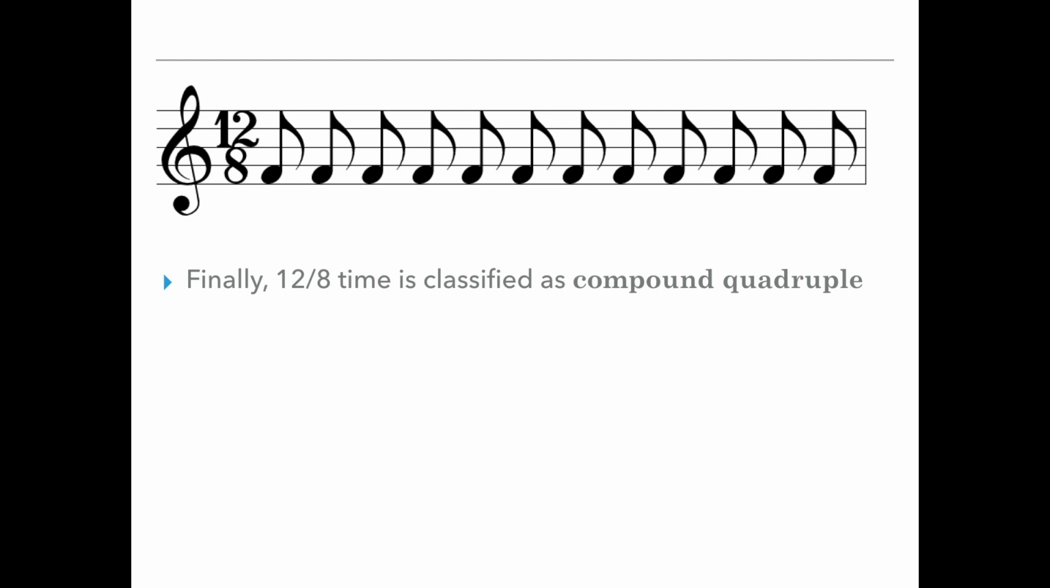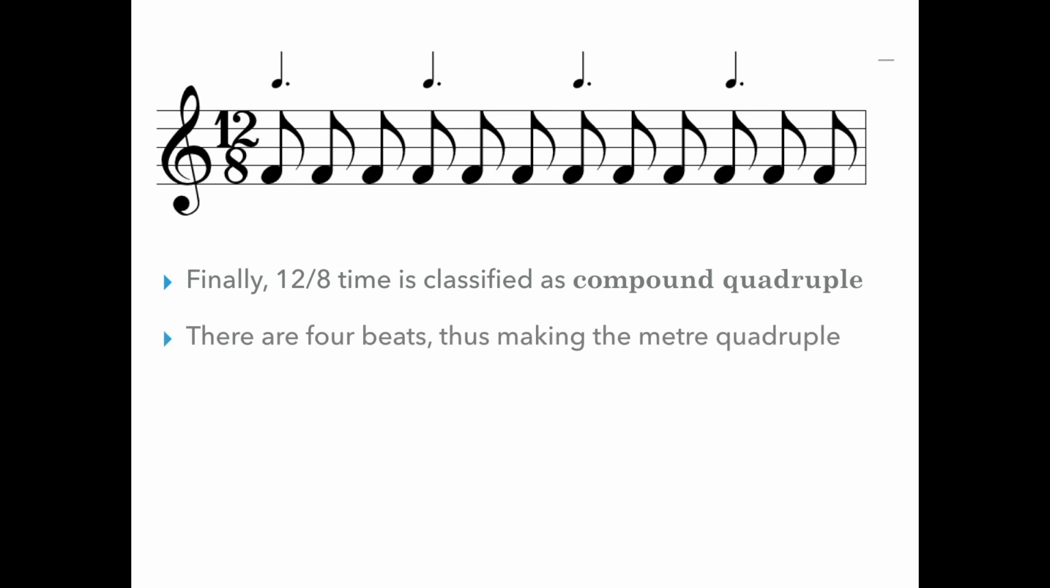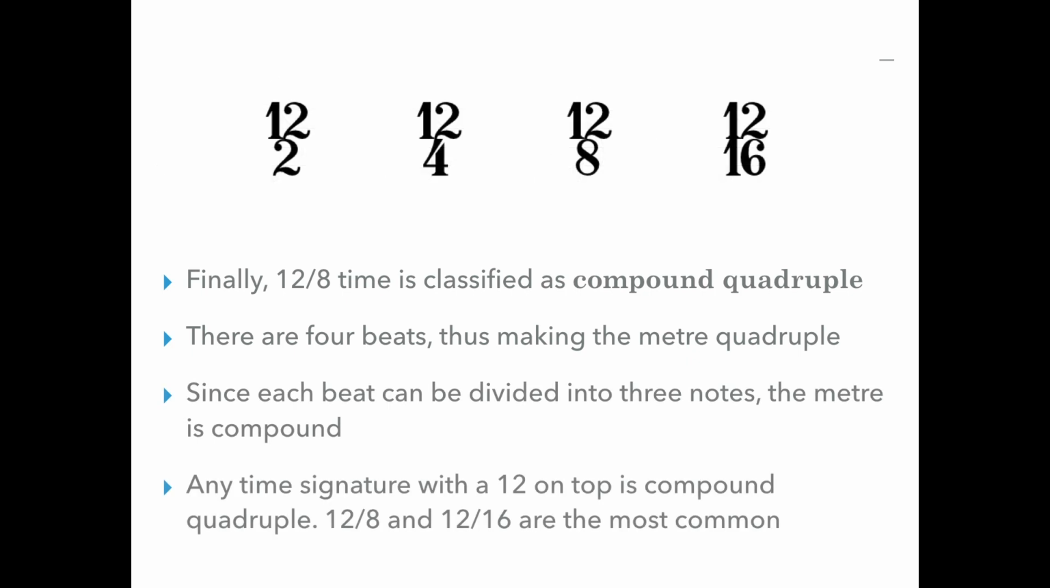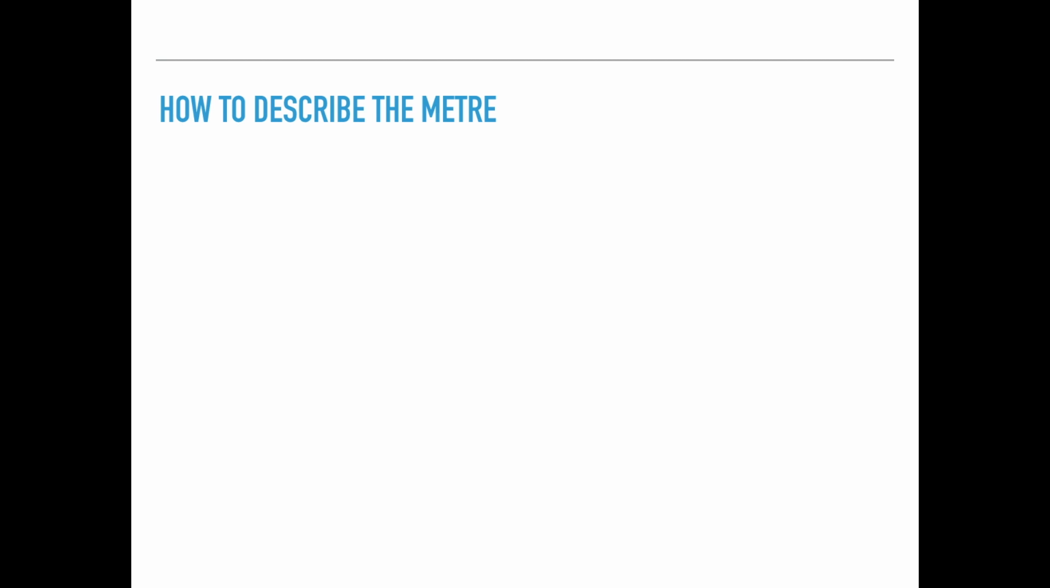And then we've got 12/8. Looking a bit crazy here, but we subdivide those into 3s, and we end up with 4 dotted crotchet beats. So that's quadruple time, and it's compound because they're subdivided into 3s. Okay, like that. All right, so that's pretty much it. And so we've got some more time signatures with a 12 on the top, and all of them will be in compound quadruple time.